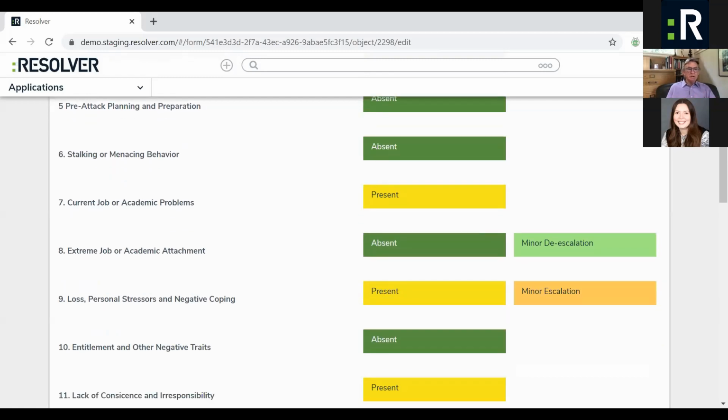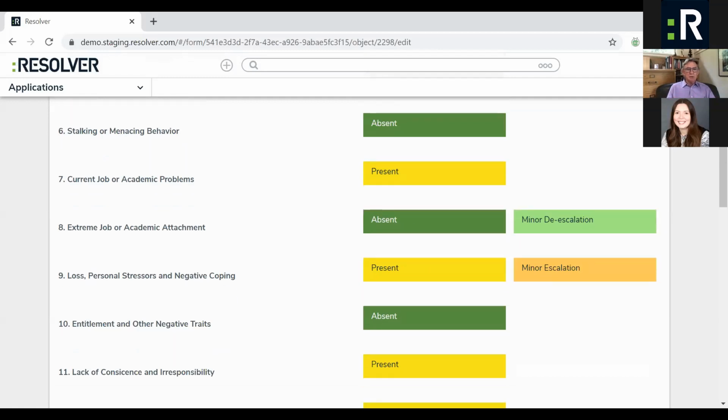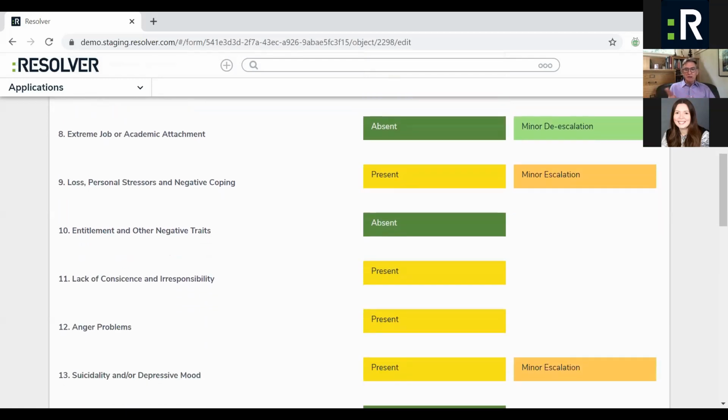Now notice number 8, for instance. Now his extreme job attachment is absent because he was able to let go of that and begin to think about and work on the future, a next job. So the waiver allows you to indicate and code minor de-escalation or major de-escalation or escalation. Are things getting worse? Are things getting better? Or is there no change? So you can see how that's coded here on several of these items.